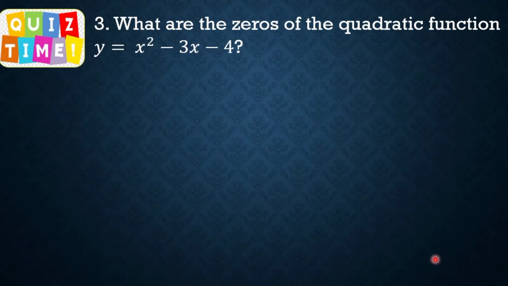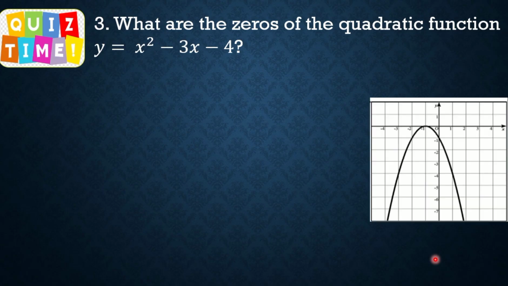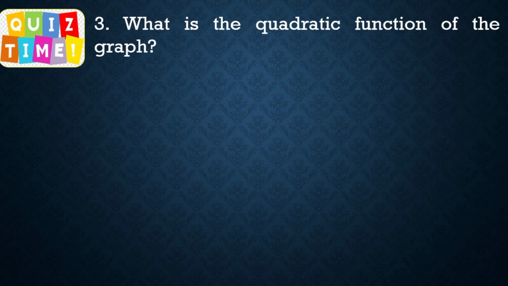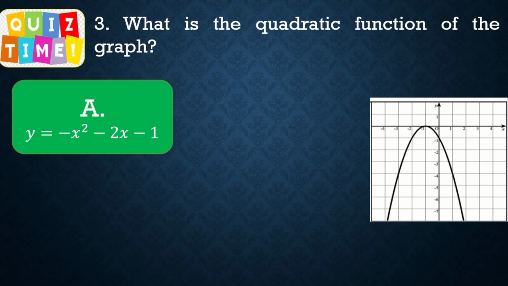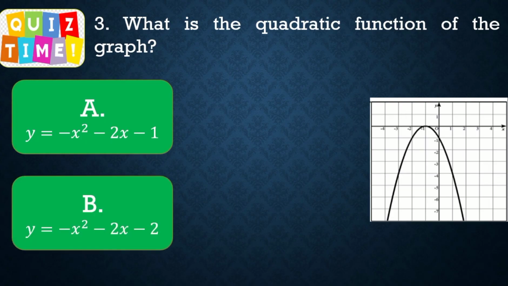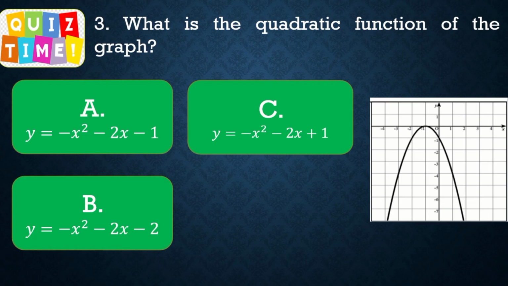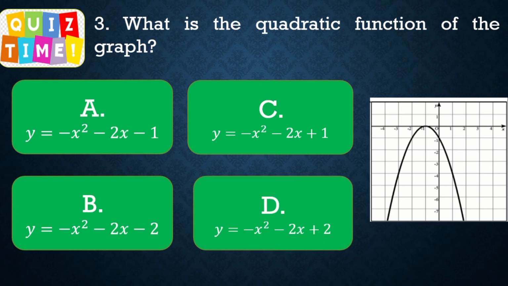Next, so using the graph, I think, so again, what is the quadratic function of the graph? Okay, letter A, y is equal to negative x squared minus 2x minus 1. B, y is equal to negative x squared minus 2x minus 2. Letter C, y is equal to negative x squared minus 2x plus 1. And letter D, y is equal to negative x squared minus 2x plus 2. Okay, so the answer is letter A, y is equal to negative x squared minus 2x minus 1.